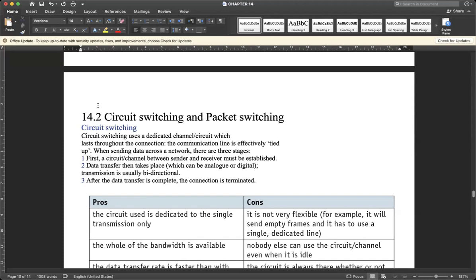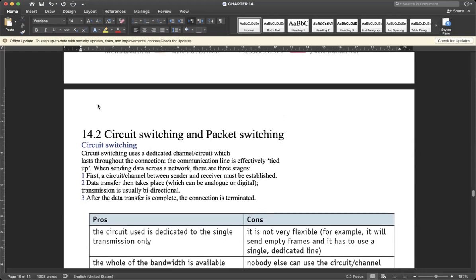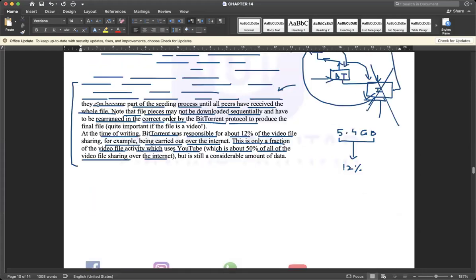In IGCSE Computer Science, last year we discussed packet switching. Aisha, do you remember? So what is packet switching? Any idea? Like, sir, when data is transmitted, it's broken up into packets. Yes, that's correct. Basically, once we send our data, it is broken down into small packets.